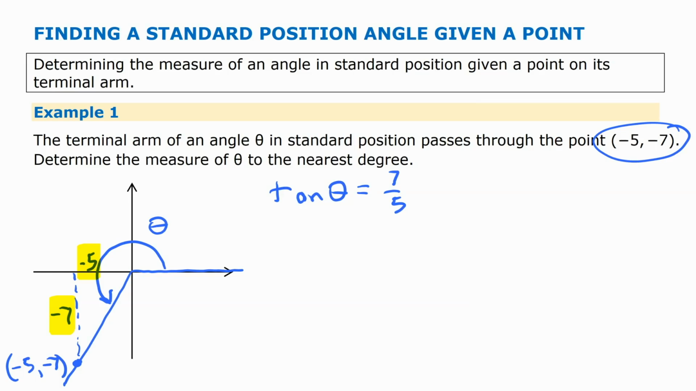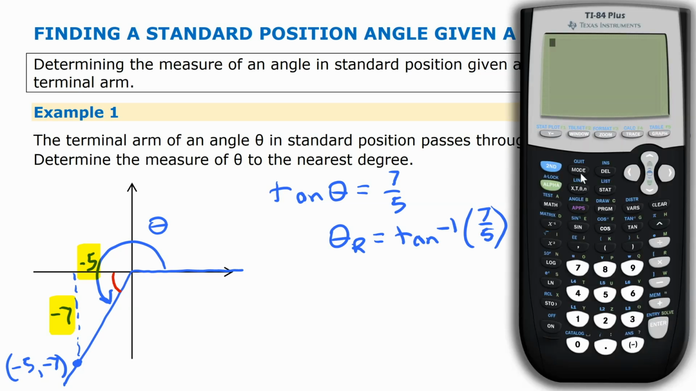Now, to proceed to try and find the angle, what we're going to find next is the reference angle. So we're going to use the calculator to find this little angle in here, the reference angle. And so we're going to call that theta r. And we're going to use the tan inverse function of 7 over 5. And so let's get our calculator here. And so if we go to the calculator, tan inverse of 7 divided by 5, you put it in that way.